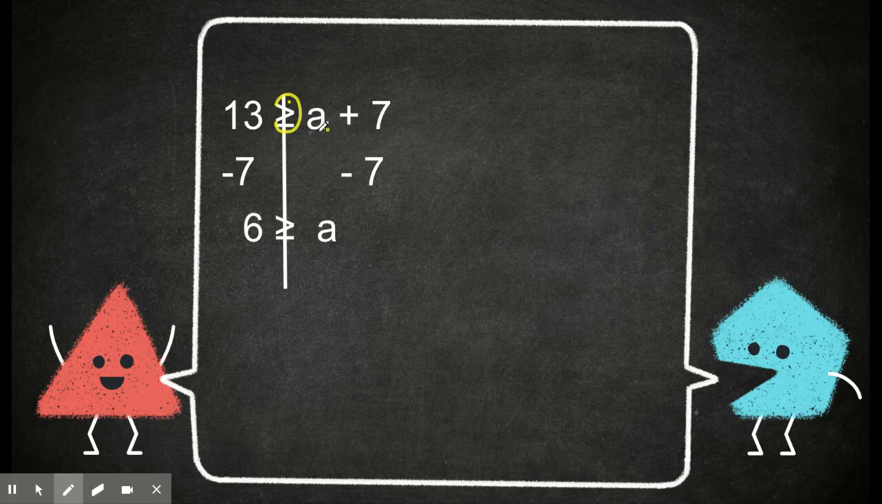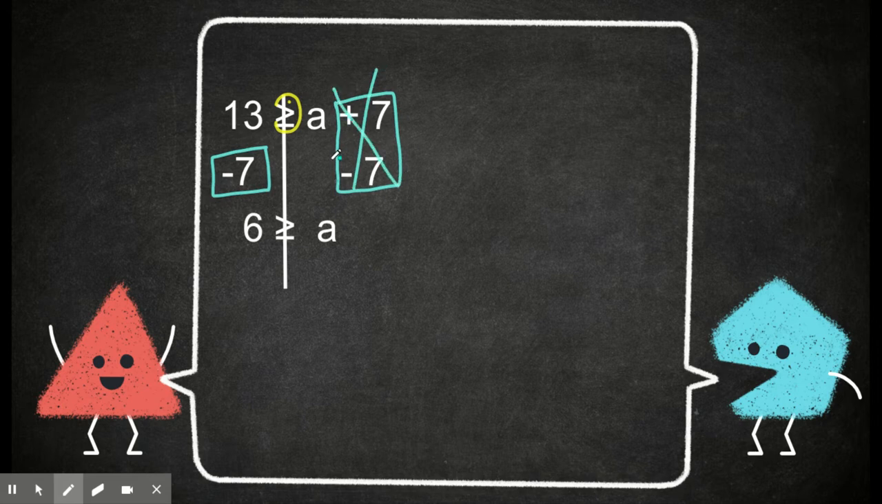Well, we want to know what a is. So we do the same process as we would do for an equation, but this time we just have an inequality. Over here, a is being added with 7. So since we're adding 7, we have to take away 7, or do the inverse operation, to get rid of it, which means we have to do the same thing over here. Whatever we do to one side, we have to do to the other.